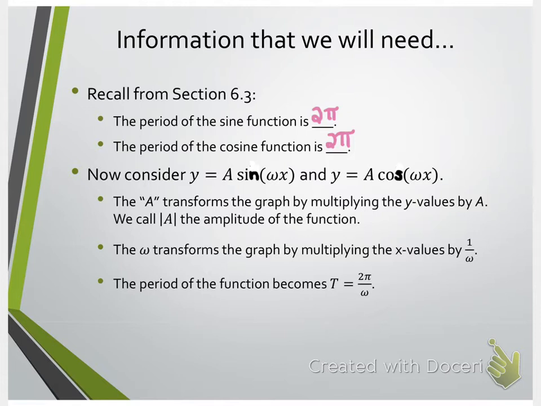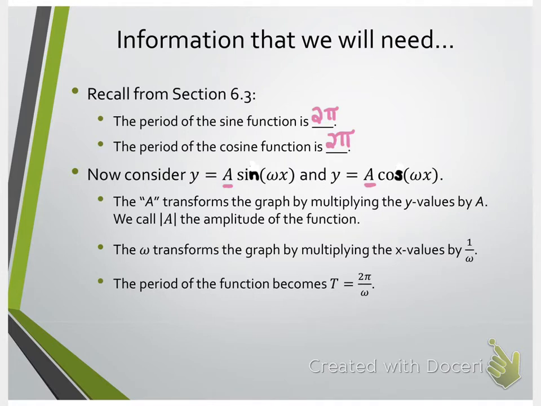All right, so just like we did transformations with the functions back in Math 150, and like we did transformations with the exponential and logarithmic functions, we're going to do the same thing with the sine and cosine functions and the other trig functions. So just like you would expect, the value out in front stretches the graph vertically. It multiplies the y values by a. We call the a the amplitude. The absolute value of a is the amplitude. If a happens to have a negative value, it flips the graph across the x-axis just like it did with all of your other transformations.